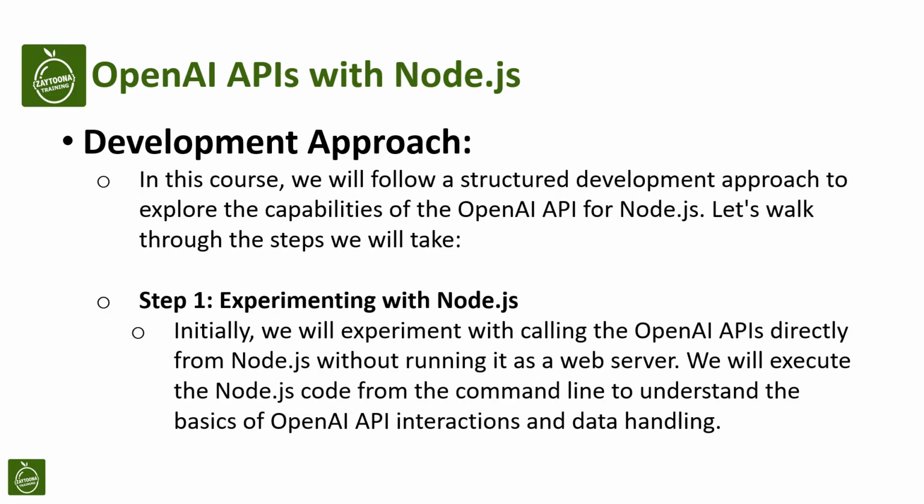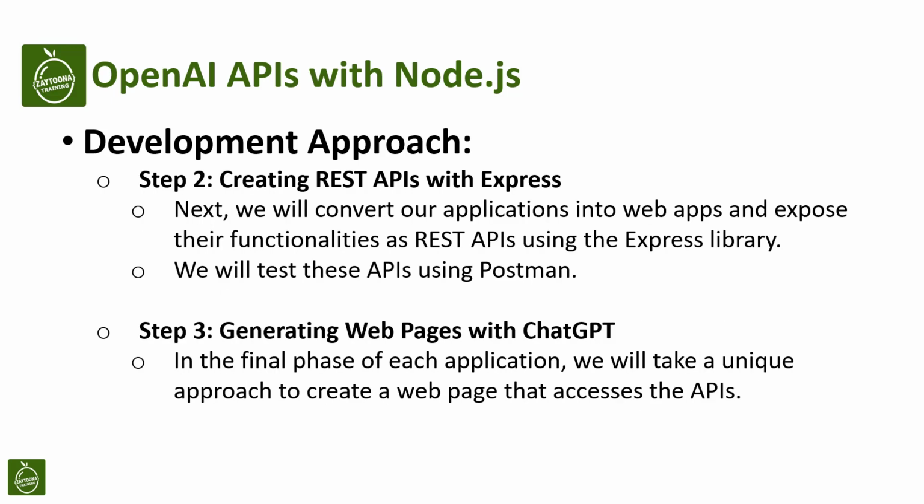So step 1 will be to experiment with Node.js from command line. Step 2, we will expose our functionality as a REST API and test using Postman. And in step 3, we will generate the code for the web page using ChatGPT.